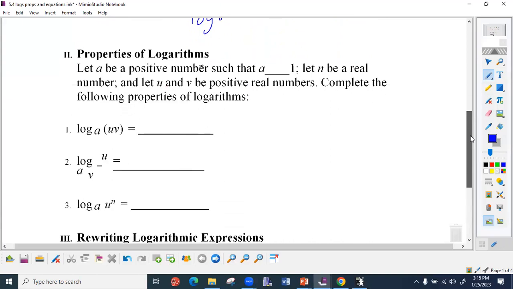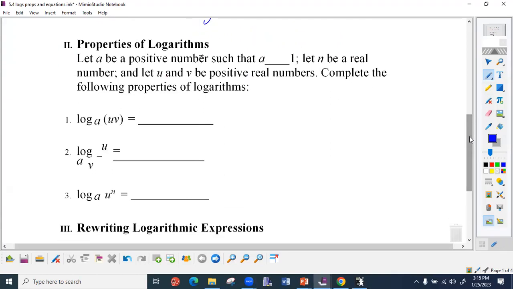All right, continuing. We're going to learn the rest of our log properties. Okay, so properties. A does not equal 1 again, right? So your base is not 1. Got it? All right. Now, the first property is called our product property.